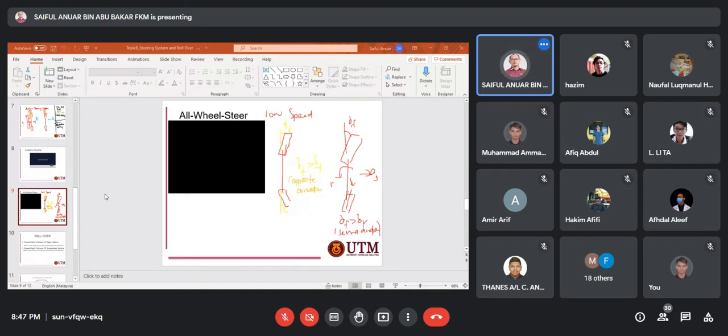With the topic, we left off at all wheel steer. As you can refer to the YouTube video, all wheel steer means that all the wheels of the car can be steered. It's just that the amount of steer angle is not the same. Usually the front steer is going to be more than the rear steer. It also depends on the operation of the wheel steer, either in the opposite direction or in the same direction. It depends on the speed.